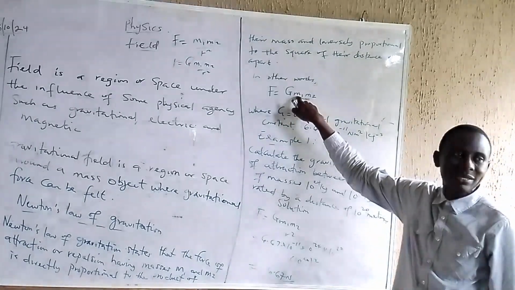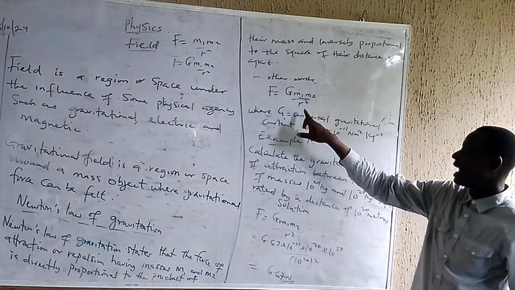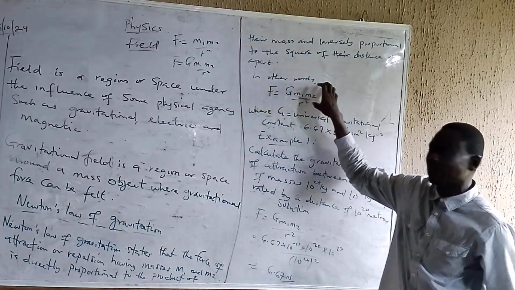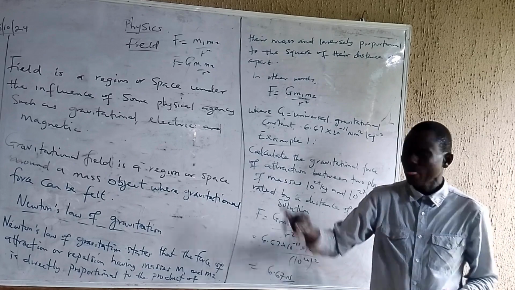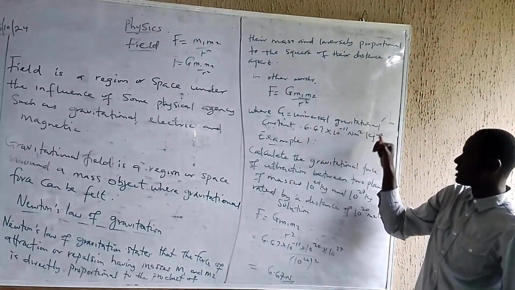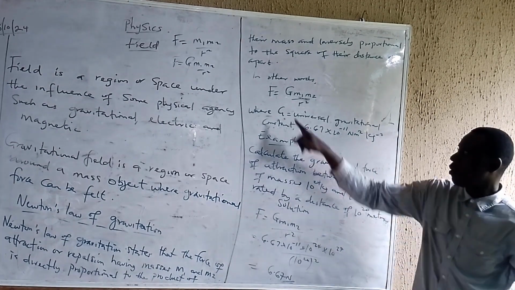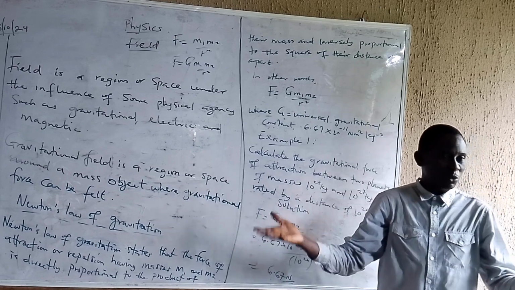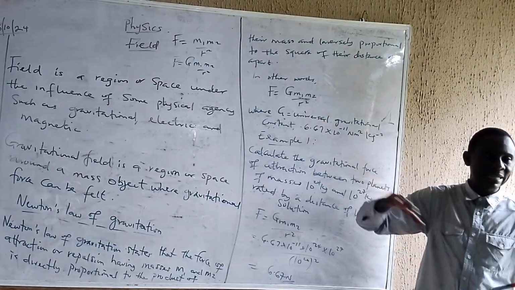Sometimes our m1 can be the mass of a proton, while m2 can be the mass of an electron. F stands for the force of attraction, while G stands for the gravitational constant, which is 6.67 times 10 to the minus 11 newton meter squared per kilogram squared. M1 can be the mass of an electron, while m2 can be the mass of a proton, while r stands for the distance apart.